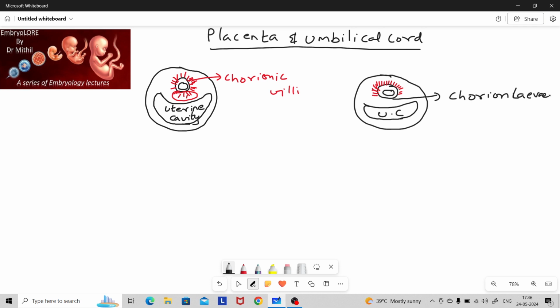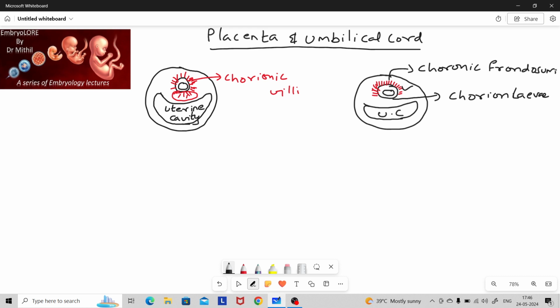Now the other side is not compressed, and that's why the villi won't degenerate. But the interesting point to be noted here is that in this area they grow extensively into the decidua basalis, and that is called the chorion frondosum. So that's what we have already learned. The part on which it is developing very much is called the chorion frondosum.